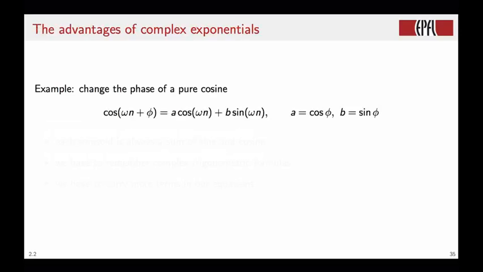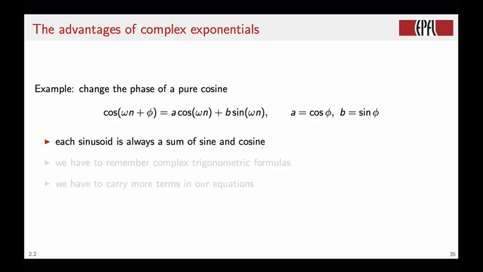Okay, so let's look at an example of the advantages of using complex exponentials. So you want to do the change of phase of a pure cosine. So you start with a cosine (omega n plus phi). This will be written as a times cosine omega n plus b times sine of omega n, where a and b are given here. So if you know your trigonometry by heart, you know this is a very natural thing. But you know, if you don't remember all the trigonometric formulas, you can always look them up on Wikipedia, but it is a little bit a cumbersome way to actually deal with such simple operations.